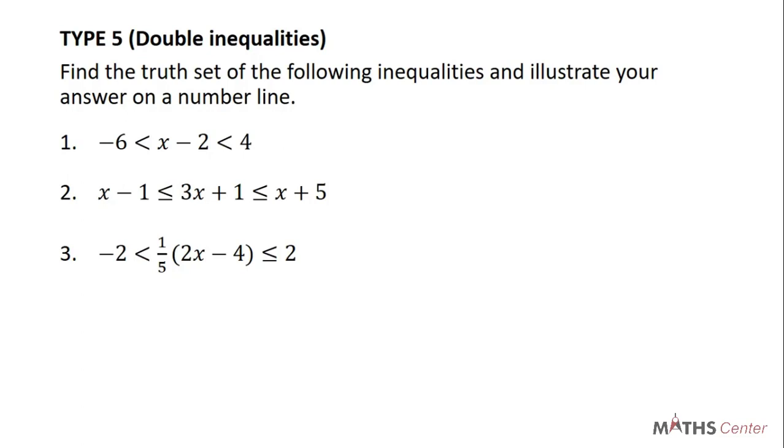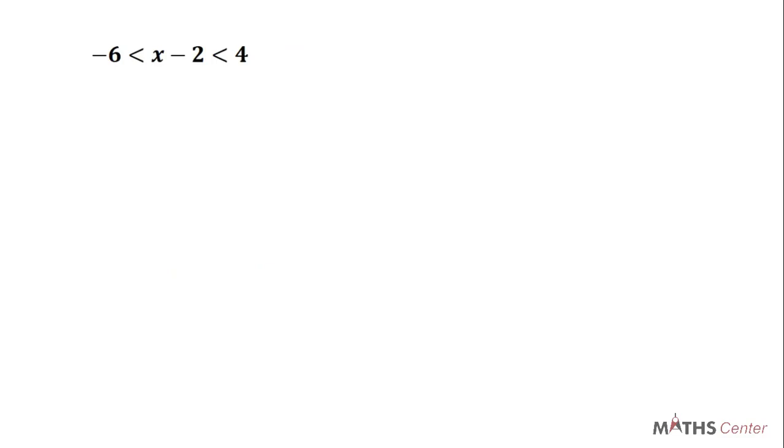So for example, in the first one, we have 2 inequality signs. In the second one, we have 2. And in the third one also, we have 2 inequality signs. We are going to solve the first example in this video. So we pick the first example. Minus 6 is less than x minus 2 and less than 4.